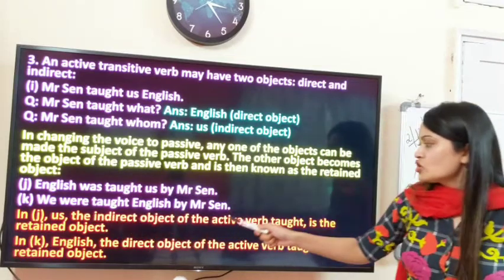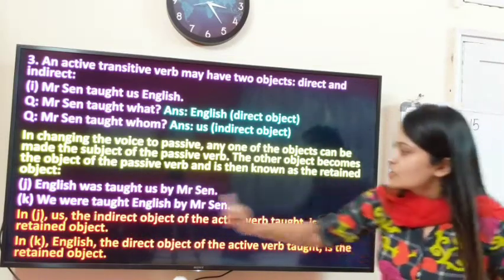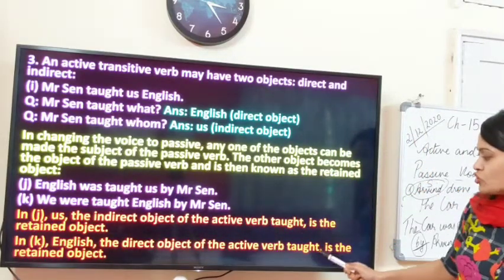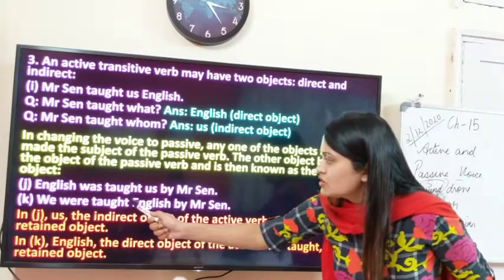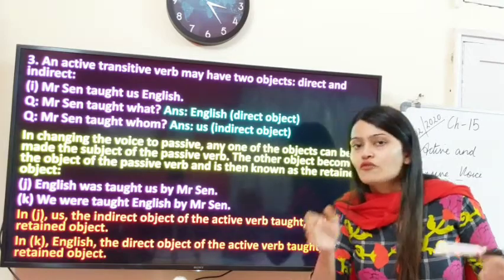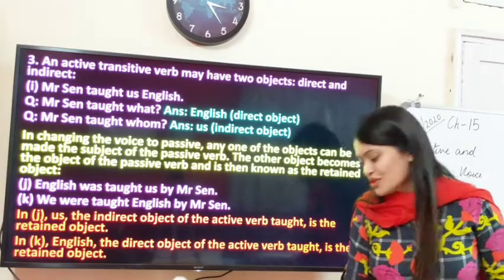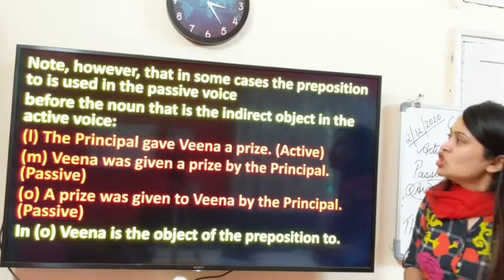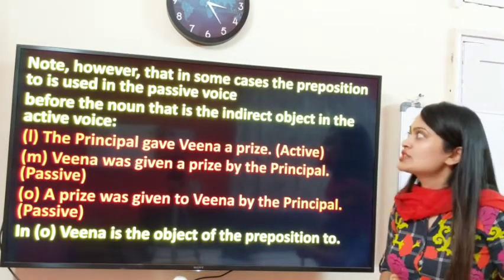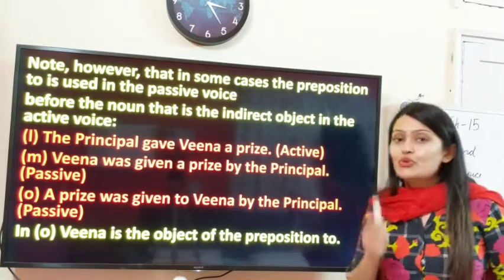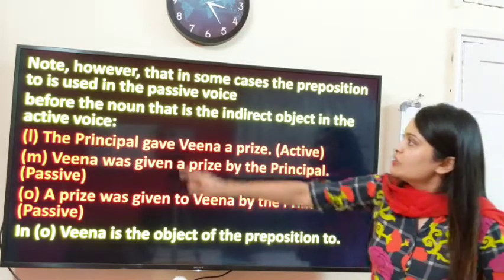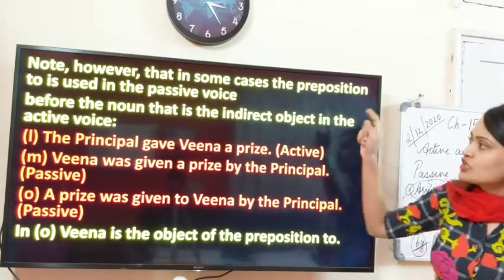Us, the indirect object of the active verb taught, is the retained object in this example, and English, the direct object of the active verb taught, is the retained object in this example. Understood, children? Very, very simple points when you are changing from active voice to passive voice. Note, however, that in some cases the preposition to is used in the passive voice. So you have to use a preposition sometimes in the passive voice. Don't forget to use that before the noun that is the indirect object in the active voice.